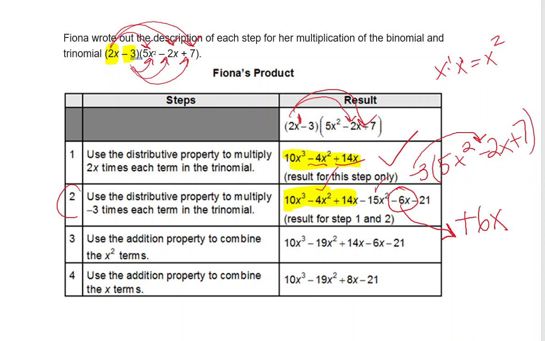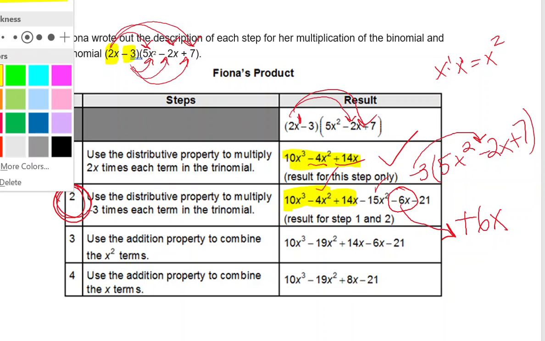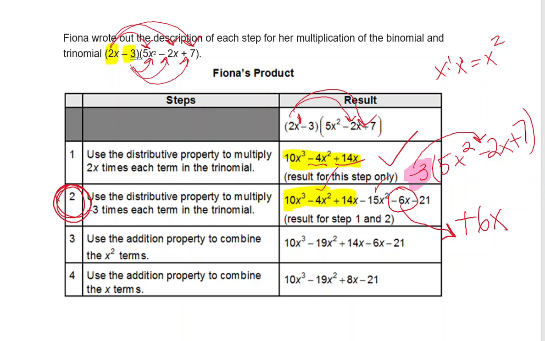So I see that I made a mistake in step 2 because I did not pay close attention to my signs when multiplying. Hope that helps.